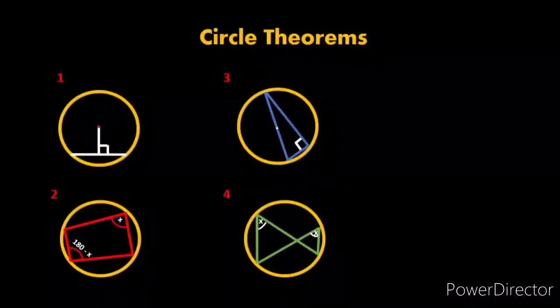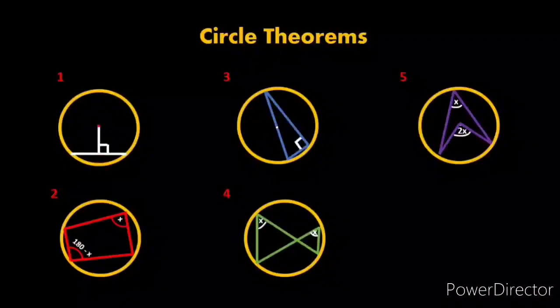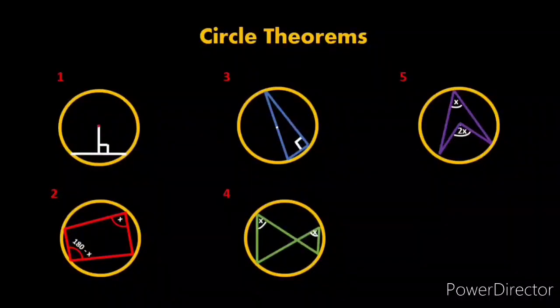Number 4. Angles in the same segment are equal. As we can see, our angle on our left, x, is equal to our angle on our right, x. That is because they are in the same segment. Number 5. The angle at the center of the circle is twice the angle at the circumference. As we can see, the angle at the circumference is x, and the angle at the center is 2x, which is twice that of x.